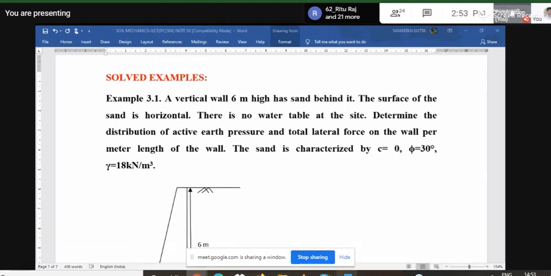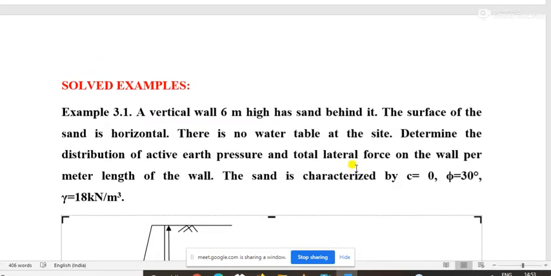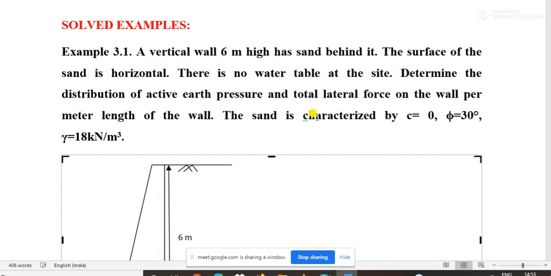Okay, today I'll discuss some numerical examples regarding the lateral earth pressure. The first example is related to the active earth pressure.